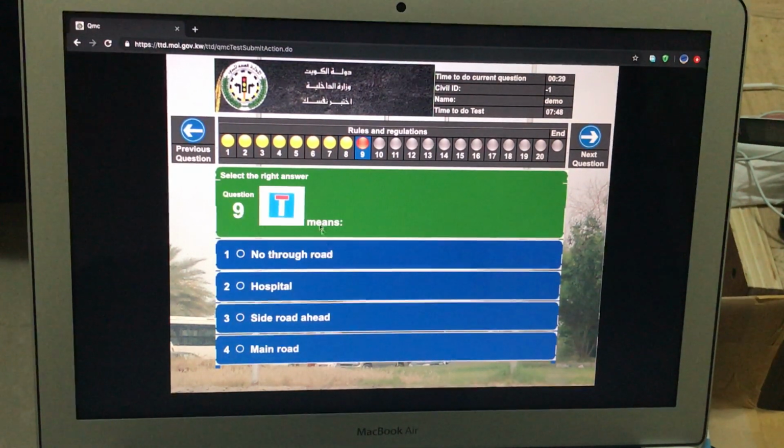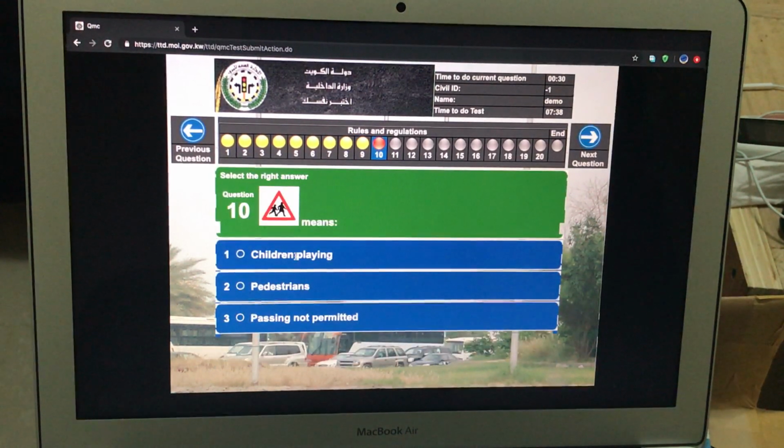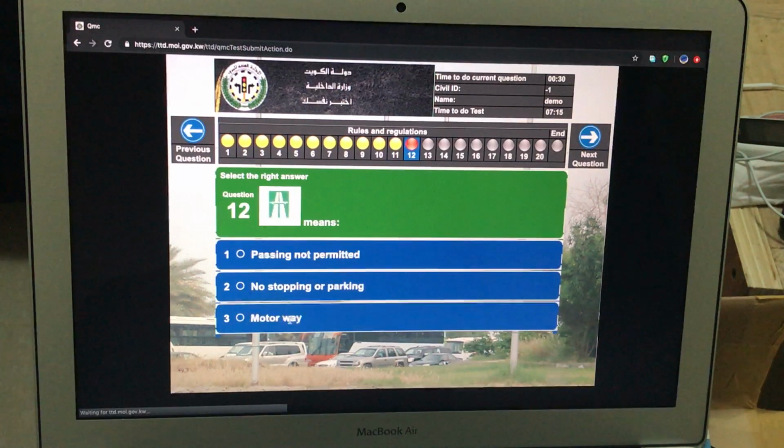In the ninth question, there is a white mark with red, and it is in blue, so it means no through road. The first answer is the right answer, no through road. The 10th question has a triangle and some children walking, which means children playing. So it is the right answer. The 11th is a triangle with a black marking, so you can easily judge: traffic from left, no; traffic from right, no; curve to left, yes. This is the answer.